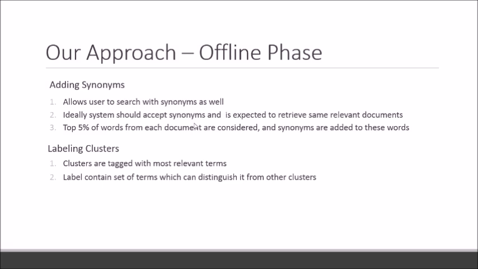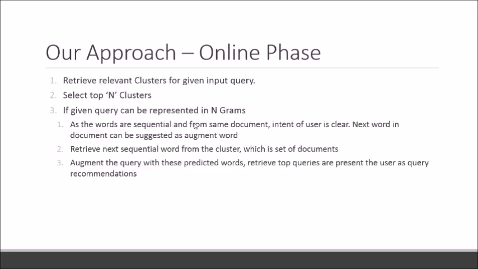Before clustering, we add synonyms for the top 5% of words in order to allow the user to search with synonyms. The clusters are labeled with a set of terms that uniquely distinguishes them from other clusters. These tags are the most relevant terms in the cluster.